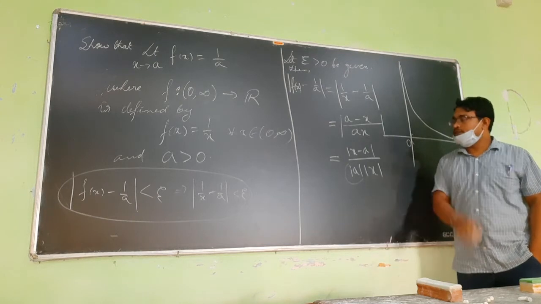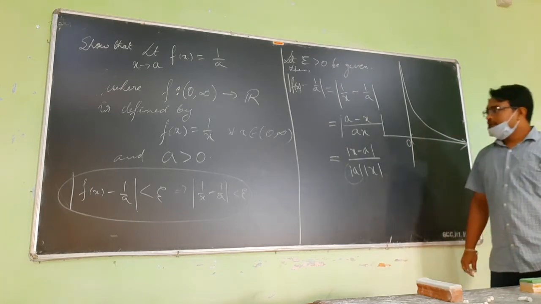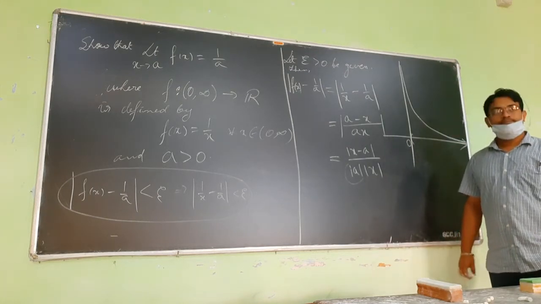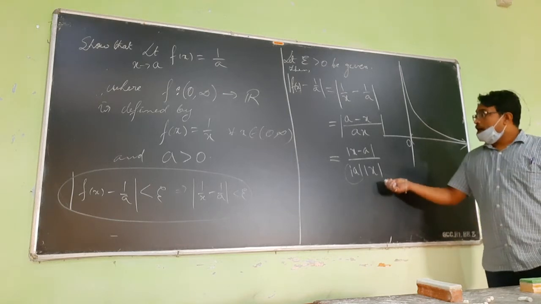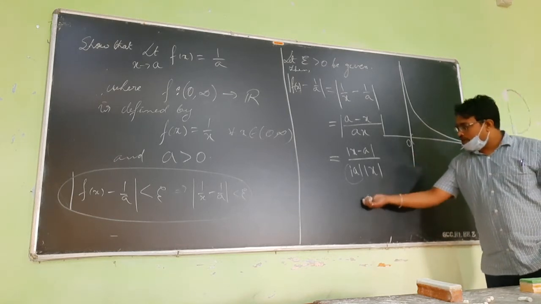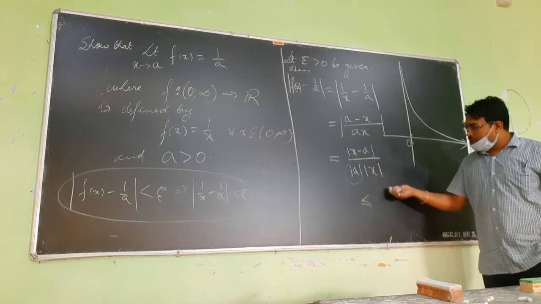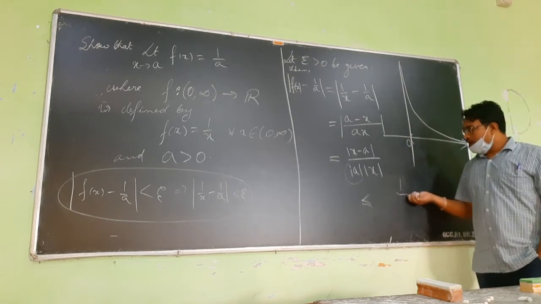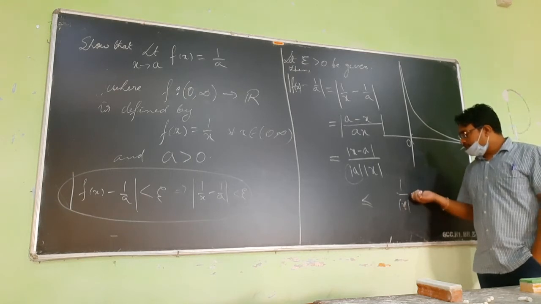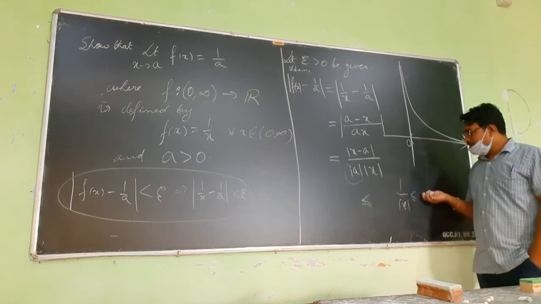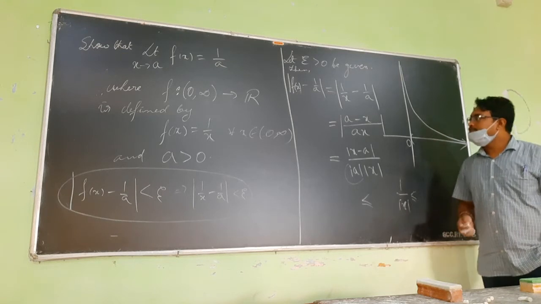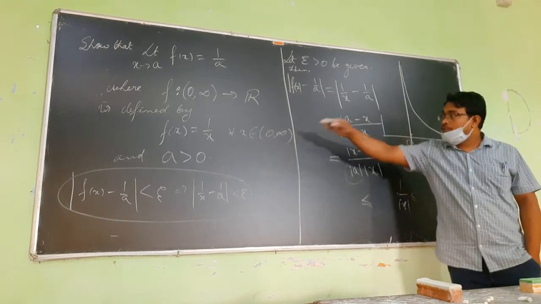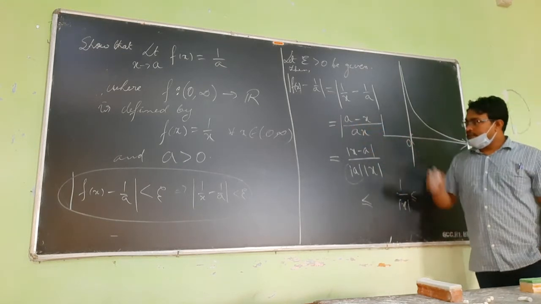We have to remove this x. Can we remove this x? I have to remove it like this, less than or equal to some quantity. Okay, can I write 1 by mod x is less than or equal to something, less than or equal to some constant? Can I write that? You see the domain here. See what is a?